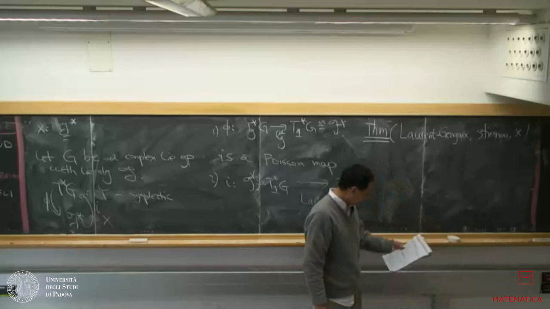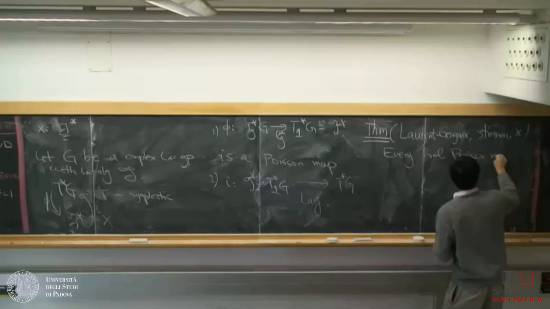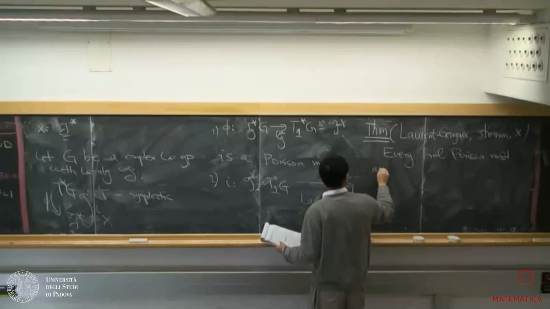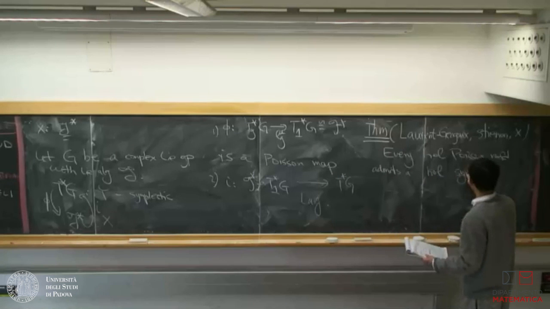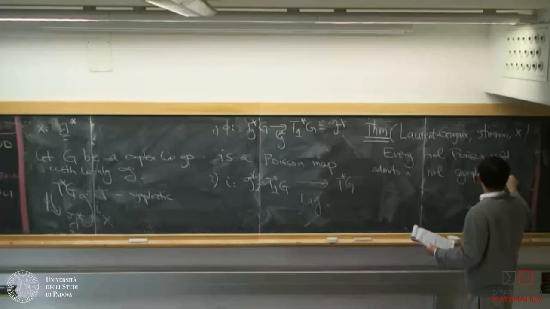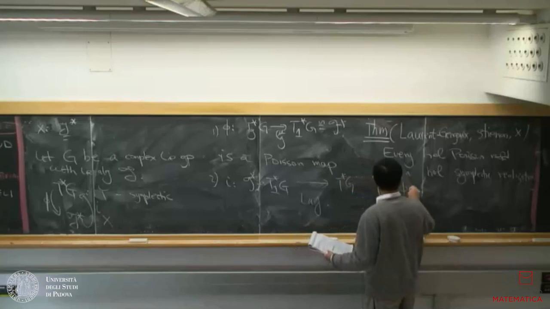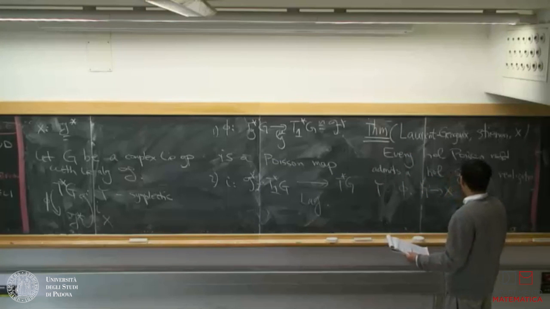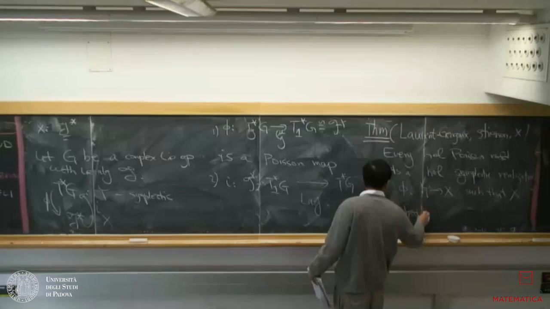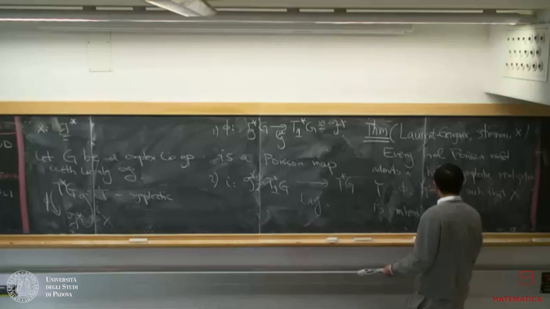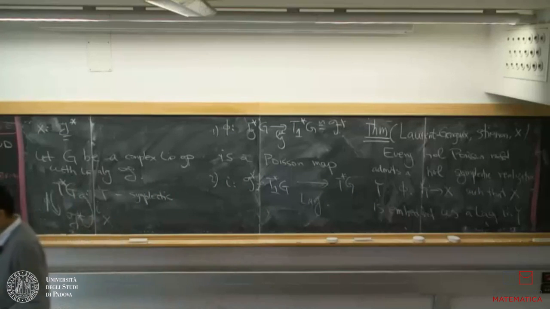Basically, what we proved is that every holomorphic Poisson manifold X admits a holomorphic symplectic realization Y such that X is embedded as a Lagrangian in Y. So in other words, the question I posed at the beginning is yes.